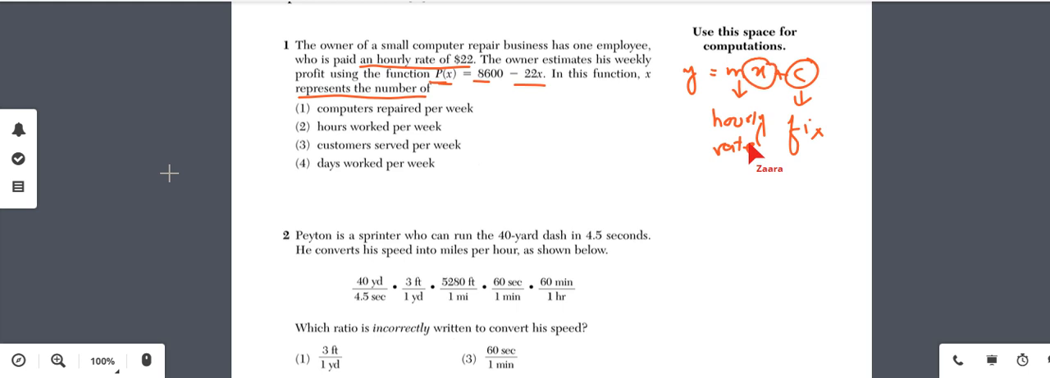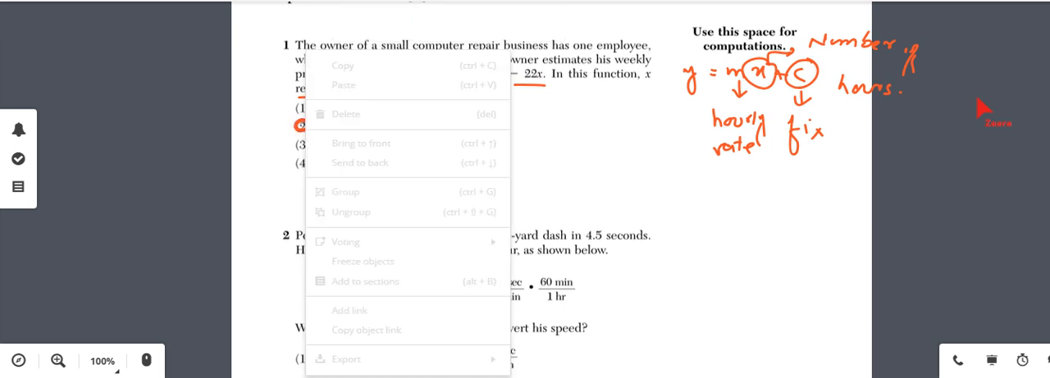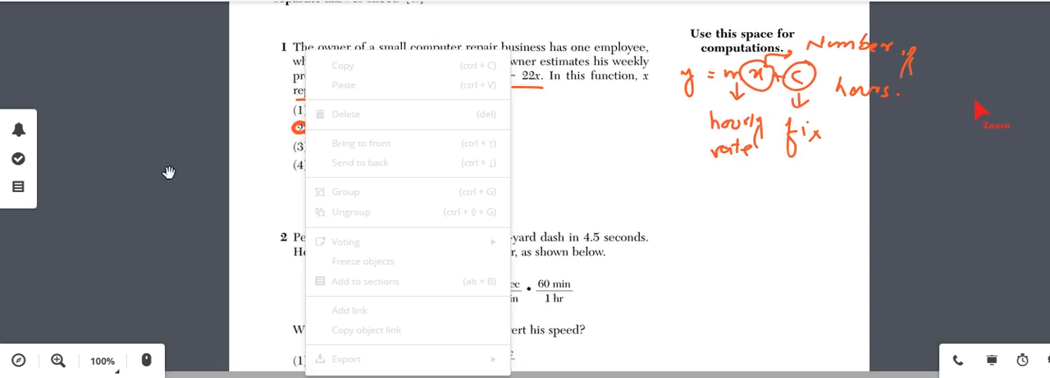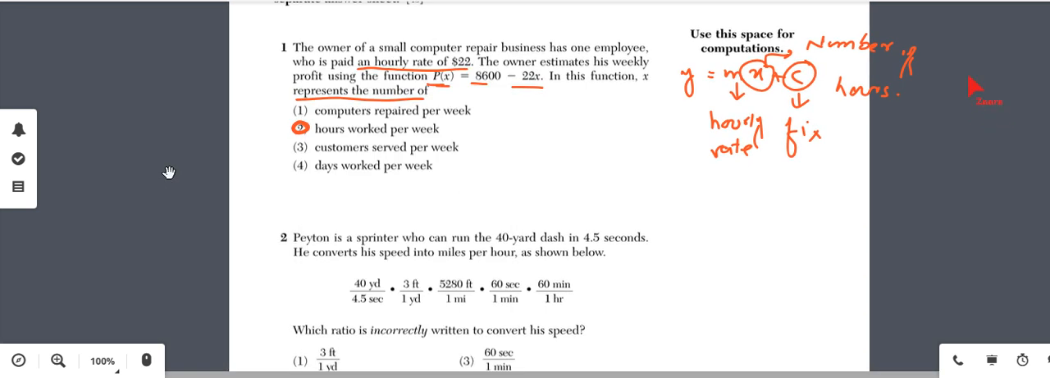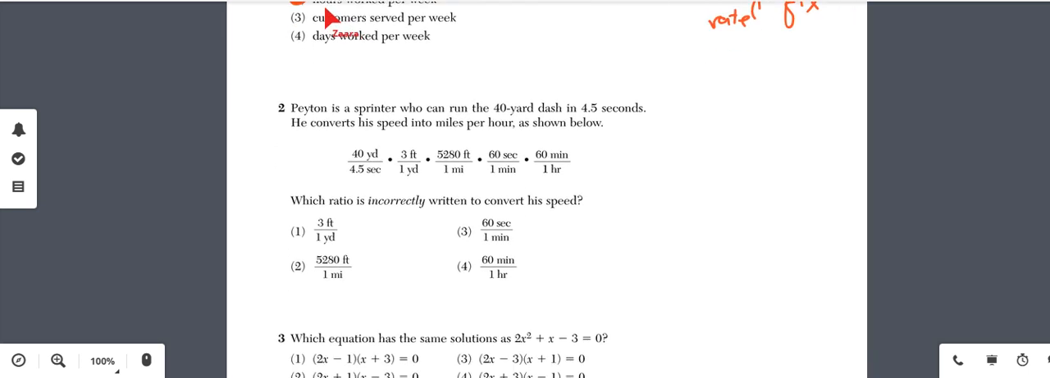The next would be the number of hours. So you can easily get that in this problem that we are solving, x is representing the hours per week, how many hours she worked in a week. Okay, now let's move to the next question.